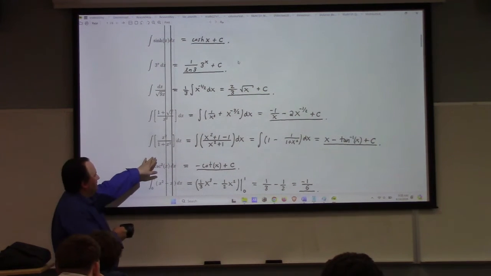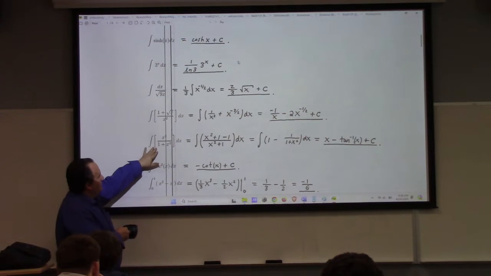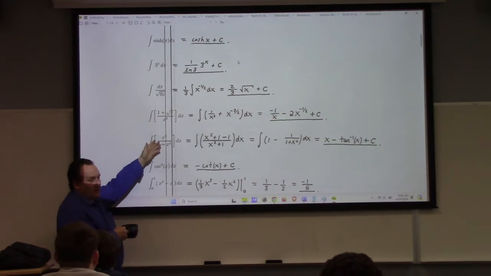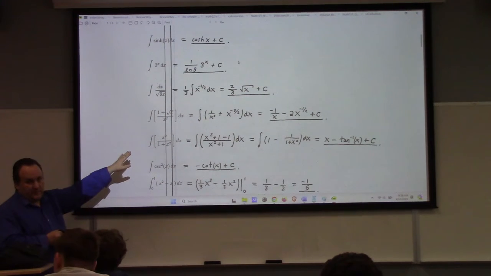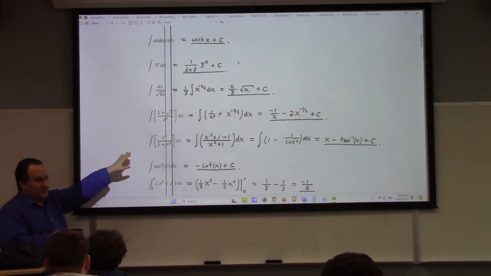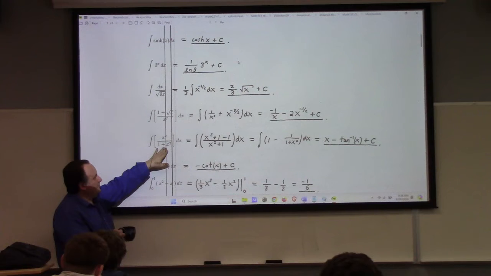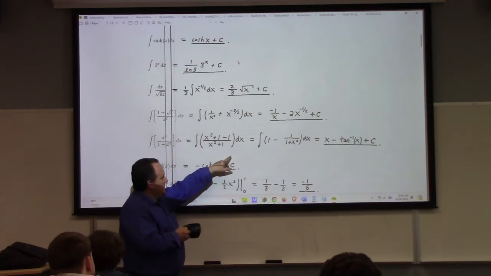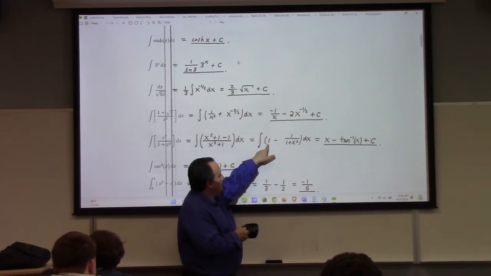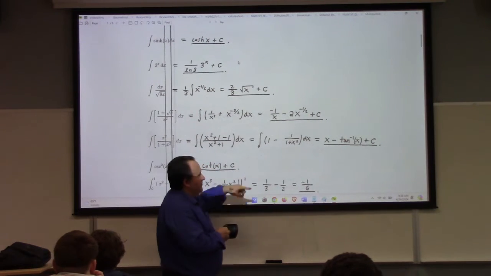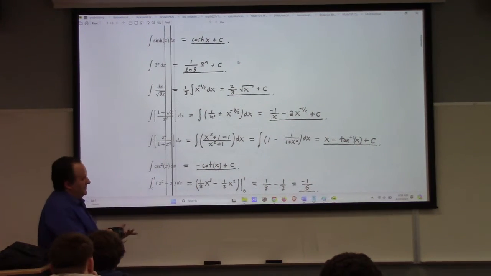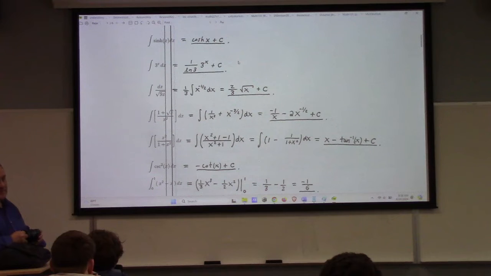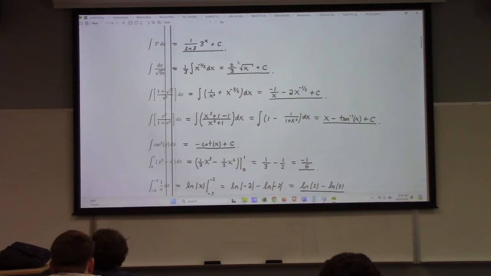This one here, like I said, is a little bit tricky, but there's a standard trick I use anyway. I add 0. Or you could do long division if you don't like this. Division will rewrite this improper fraction as a proper fraction plus a number. So it's 1 minus 1 over x, 1 over 1 plus x squared. And that integrates to x minus inverse tangent. The next one down there, that's just minus cotangent.